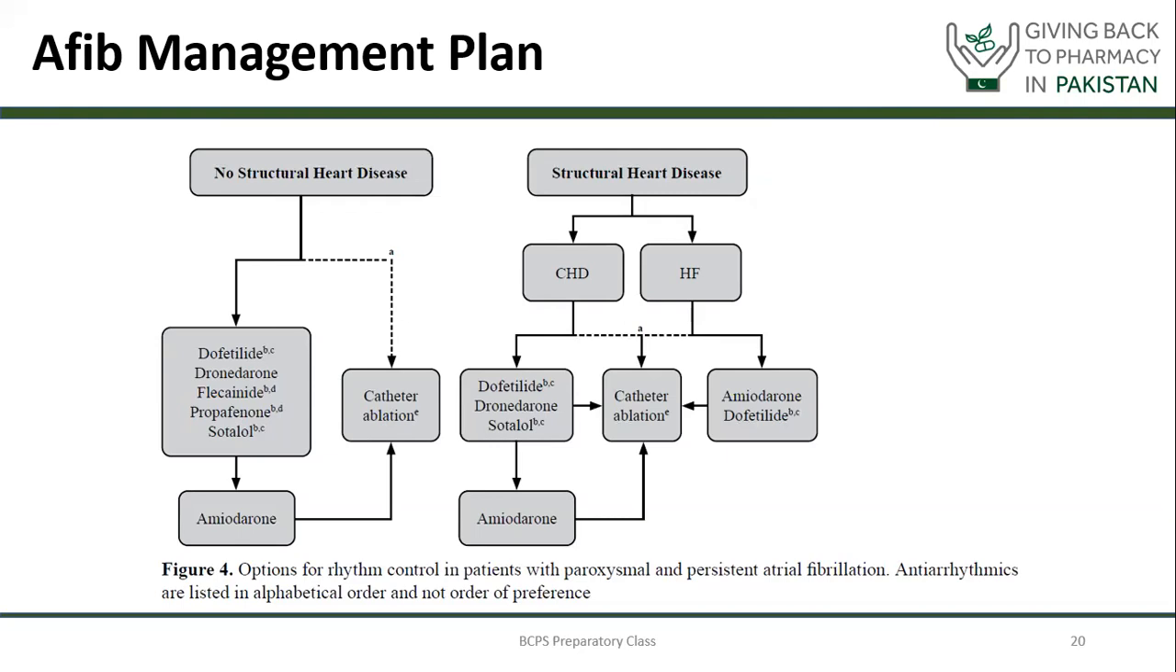Similarly, with heart failure, we can either go directly to the catheter ablation, or we can go to amiodarone and dofetilide first. In heart failure, the selected choices are amiodarone and dofetilide. You have to memorize these things because they usually come in the questions, that in what condition, which is the preferred choice.